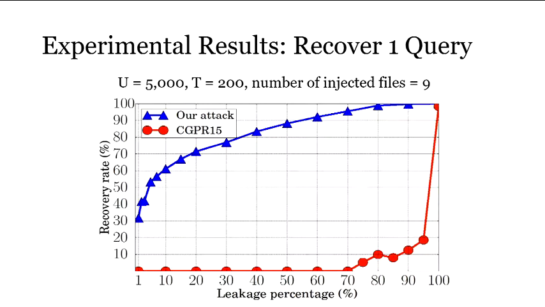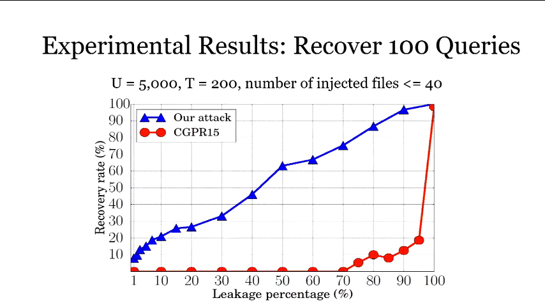Here, I want to clarify that this is not a fully fair comparison because we are in different attack models. But here, I just want to show the effectiveness of our attack in this figure. Similarly, here's the performance of attacks targeting multiple tokens. And as you can see, the accuracy is improved significantly, and the number of injected files is always less than or equal to 40, which is quite reasonable.